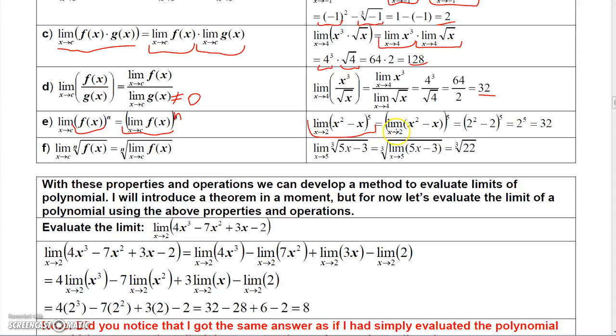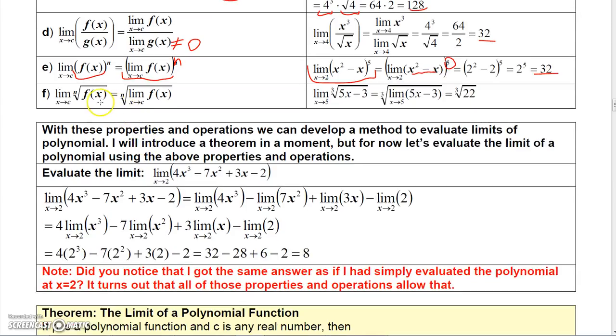But what I can do is I can actually say, well, that's the same as the limit of this function, so I can get the limit of this function first, then raise it to the 5th power. Now, you know how to do this. The limit of x squared minus x would simply be the limit of x squared as x approaches 2, which is 2 squared, minus the limit of x as x approaches 2, which is 2, and then we take that 2 squared minus 2, which is 2, and raise it to the 5th power, and we get 32.